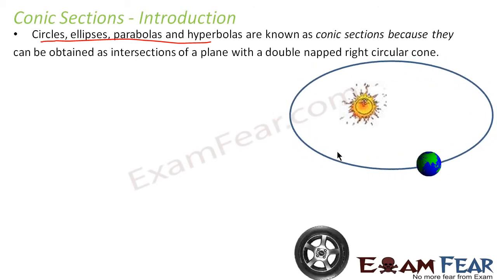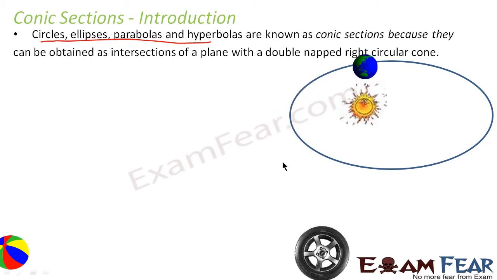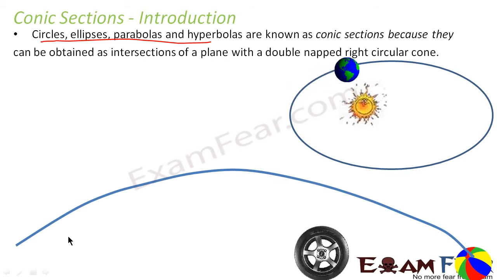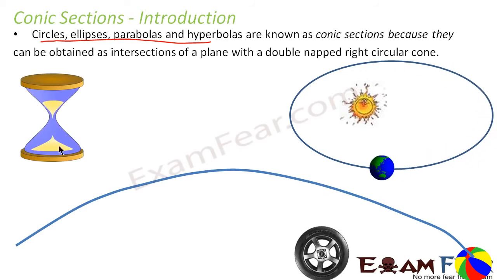This is elliptical path. If you throw a ball, you see that this ball covers a parabolic path. This path is parabola, and if you see the stopwatch, this is hyperbola. So there are various usages: circles, for example tires; ellipses, the elliptical path of the earth; parabola is the trajectory a ball follows when you throw it; and hyperbola is the stopwatch.